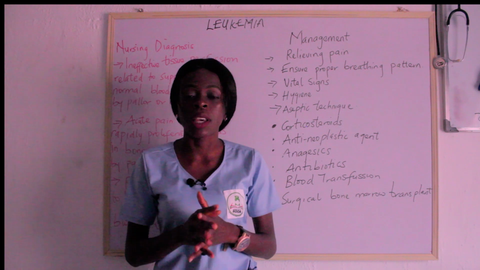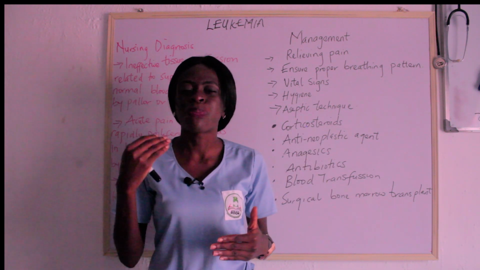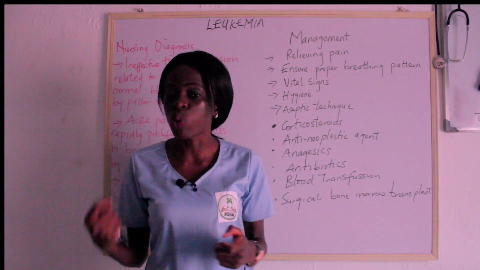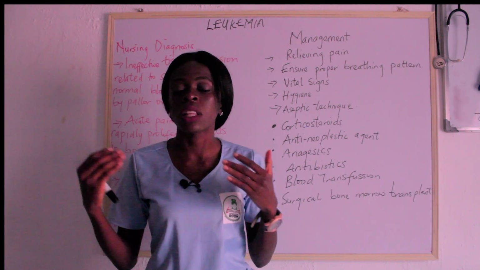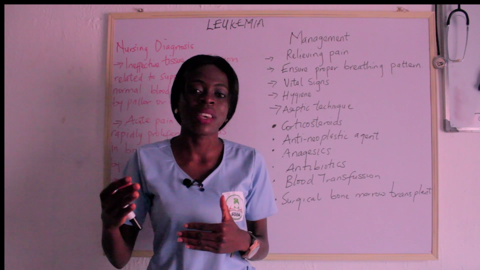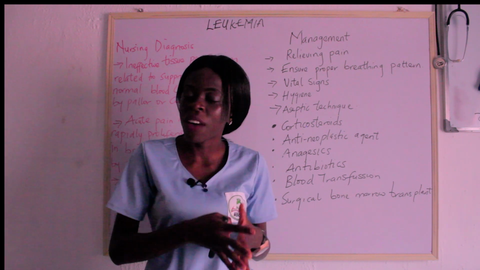Then in general terms, when it comes to leukemia, the prognosis is usually poor, especially the chronic leukemia. The prognosis is actually poor. Most patients tend not to live up to 5 years before they die. That's 5 years from the day they were diagnosed of having leukemia.